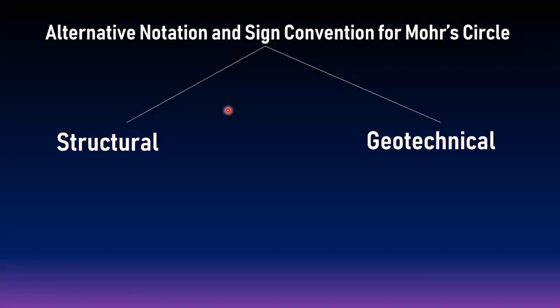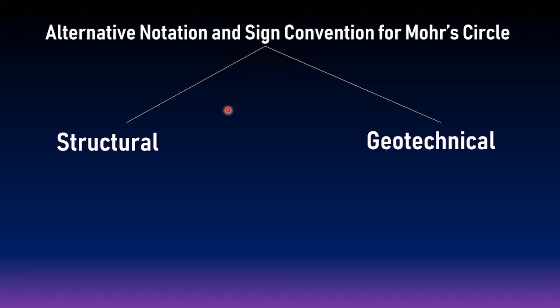When it comes to the Mohr's Circle, there is an alternative notation for this. Take note, I will make this clear. The sign convention, especially for shear, that you are using in the Mohr's Circle is different from the transformation equation. In this video, I'm going to introduce to you an alternative notation and sign convention for the Mohr's Circle, which is informal but yet very easy to understand.